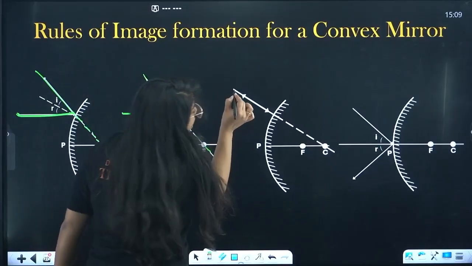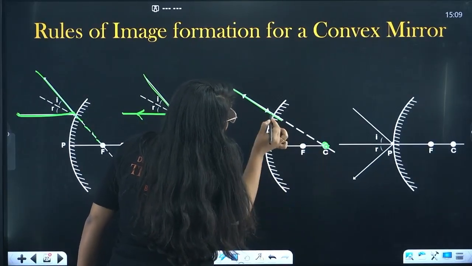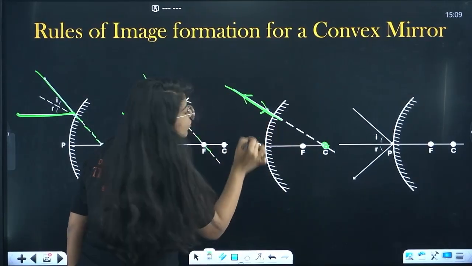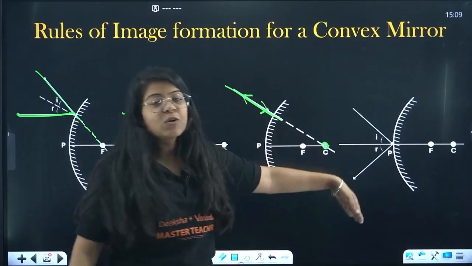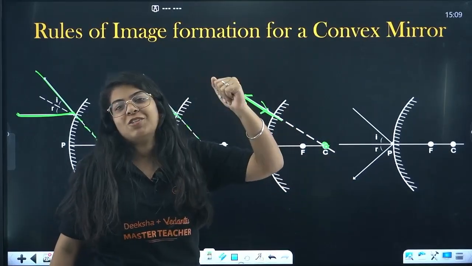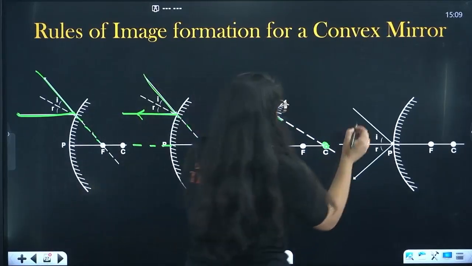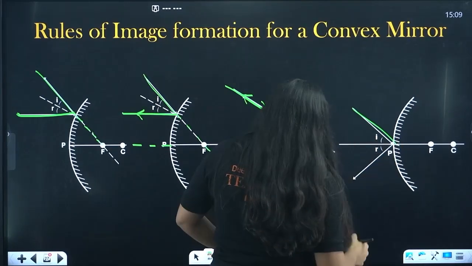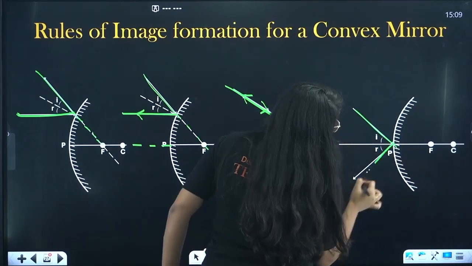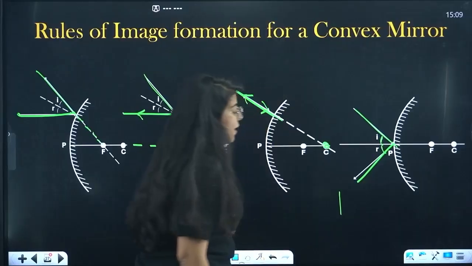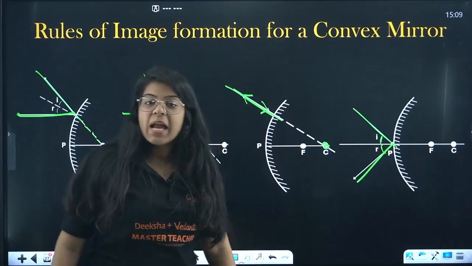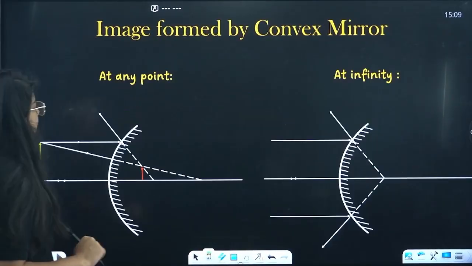If it is coming towards the center of curvature, it will reflect back and move through the same path. We extended it backwards, we saw it is coming from the center of curvature. Then beta, we have again the ray incident at the pole, where the incident angle is equal to the reflected angle. Done. Now we just have 2 cases of convex mirror.